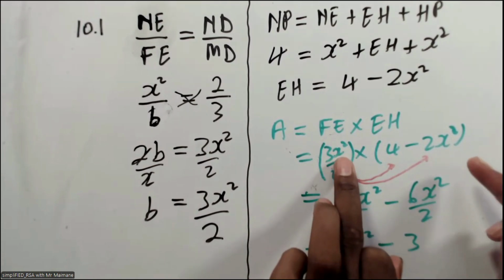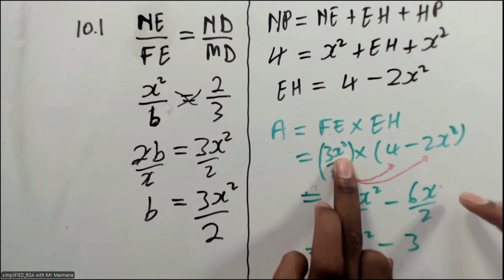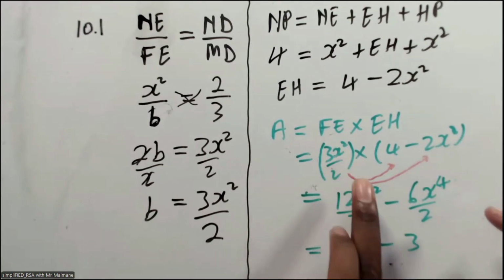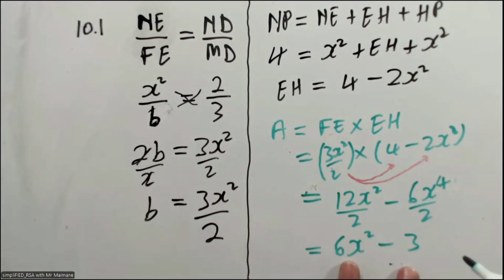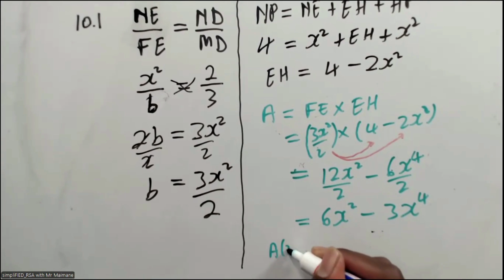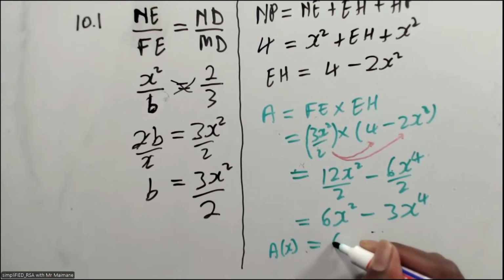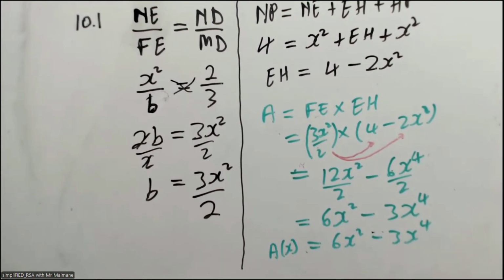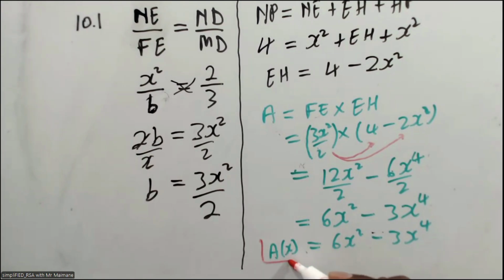Oh, no. If I multiply this by that, it's going to be 6x to the exponent 4 rather. I don't know why I put it as squared. So we're going to have this situation here, which makes 6 divided by 2 minus 3x to the exponent 4, which indeed shows that the expression of A(x) is 6x squared minus 3x to the exponent 4, which is what we were required to show.